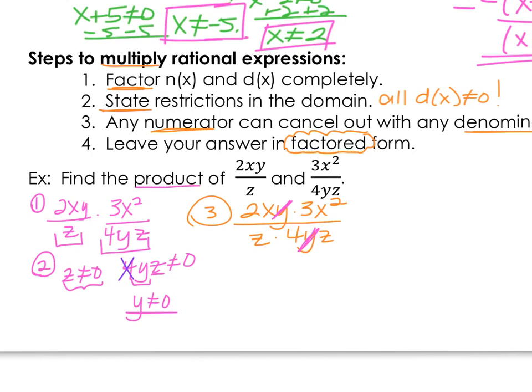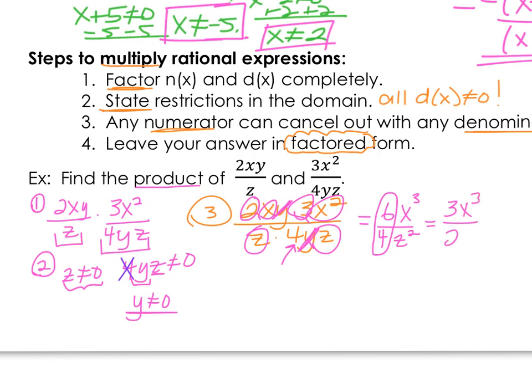So then I notice we've got 2 times 3 would be our 6, and x times x squared would be x cubed. On the bottom, I've got a 4, and then a z times a z, which is z squared. But now I recognize we could reduce this part of the fraction because 6 and 4 are both divisible by 2. That would give us 3x cubed over 2z squared. And that is the simplified product for this problem.